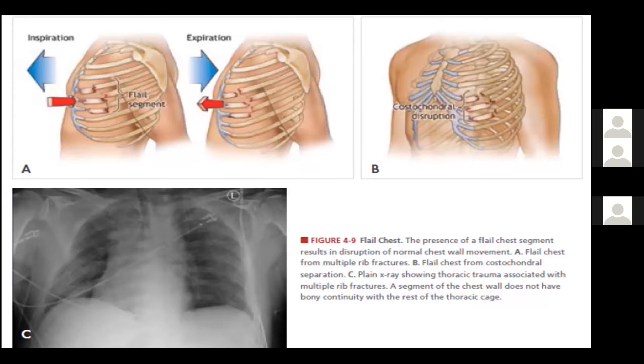Subhanallah, God created us perfectly: the chest wall moves in one piece. But if it is moving two ways, one out and the other inside, the physiology is disturbed.